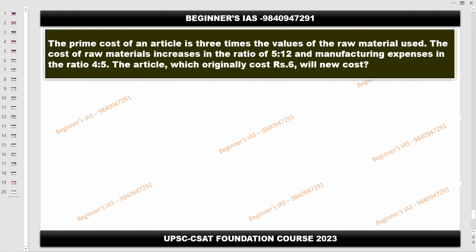The prime cost, see, actually this question was asked in the examination. Okay, the last three questions, whatever we have discussed, were asked in competitive exams. The prime cost of an article is 3 times the value of the raw material used. The cost of the raw material increases in the ratio 5:12, the manufacturing expenses in the ratio 4:5. The article, which originally cost rupees 6, will now cost?